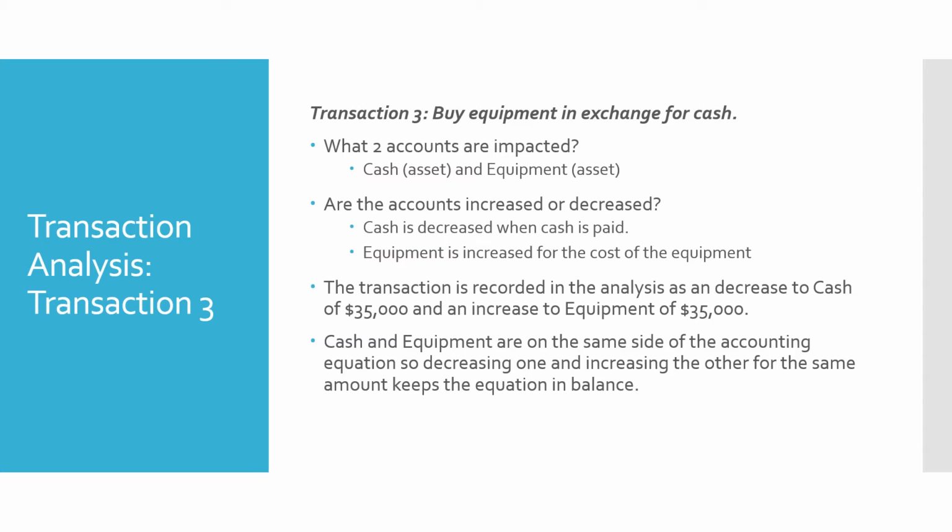Our third transaction is that we are buying equipment in exchange for cash. So in this case, we are paying out cash. So when we increase our cash account when cash is received, we're going to decrease our cash account when cash is paid. So in this case, we have two asset accounts, cash and equipment. Cash is going to be decreased and the equipment account is going to be increased by $35,000. So we have a net change of 0 to our assets account and no changes to liability or equity, so our accounting equation is going to stay in balance.